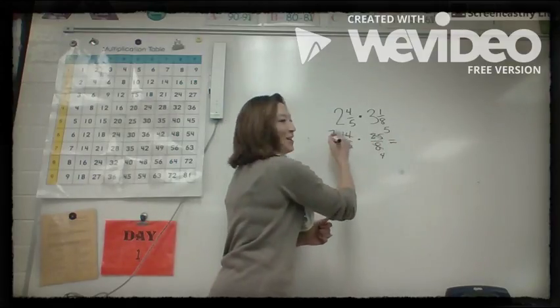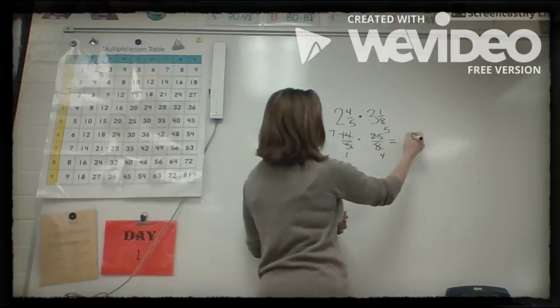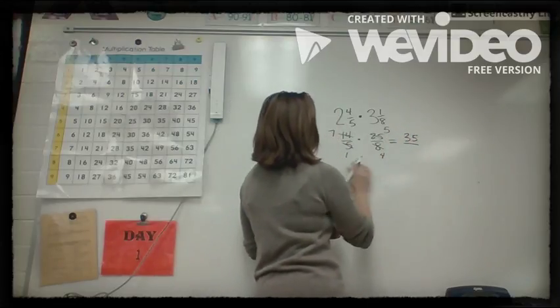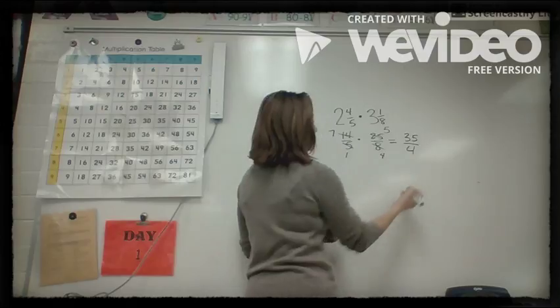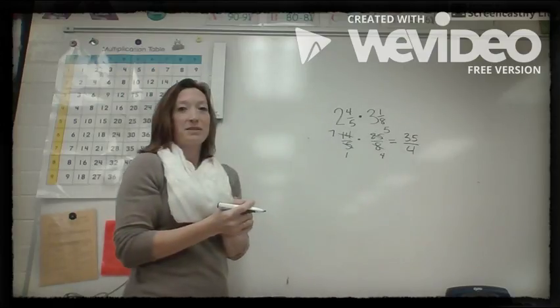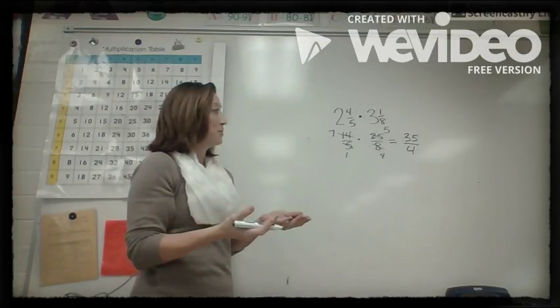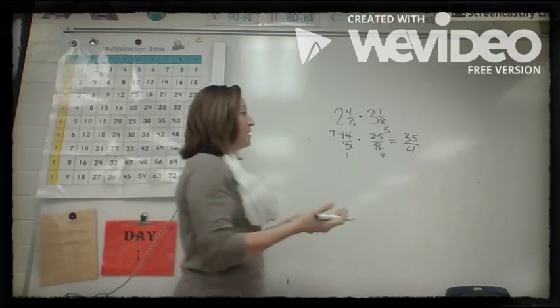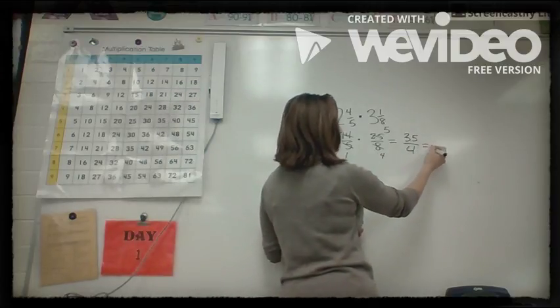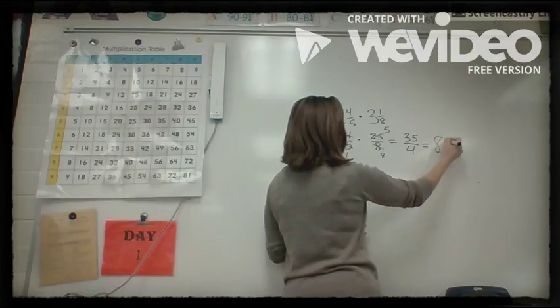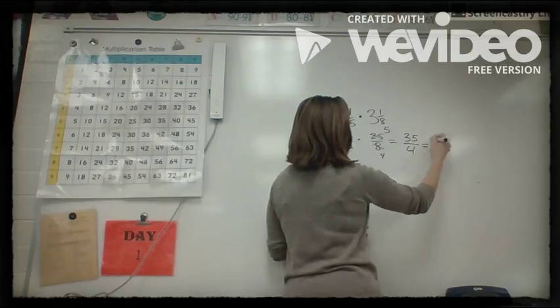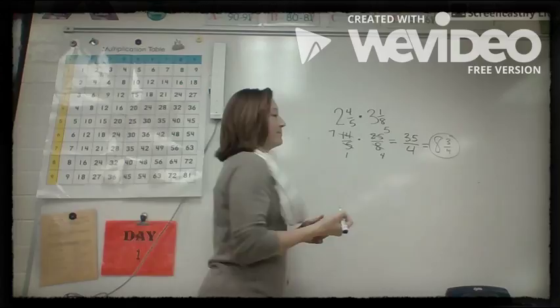Just kidding. We're going to multiply across. 7 times 5 is 35. And 1 times 4 is 4. Now we're ending with 35/4, and we want to make it in the simplest form. We don't want to leave those improper fractions. We want to turn that back to a mixed number. So that's going to become 8 3/4. And there we did it, 8 3/4.